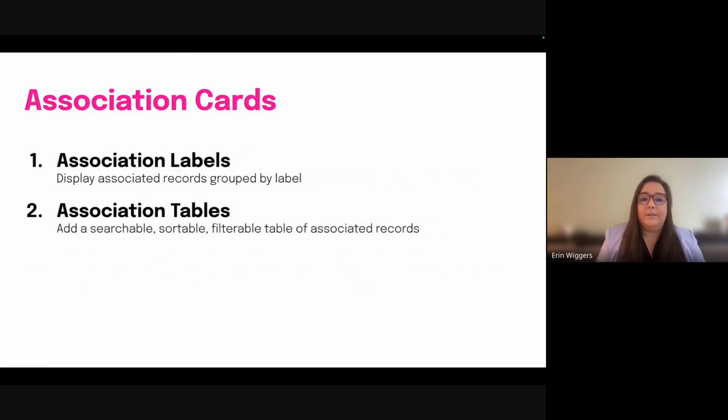And then association cards, some of my favorites, because I love being able to connect the data in different ways. So having different association labels that you can drill down into on a per card basis. And then association tables that are searchable, sortable, and filterable is super, super helpful, especially if it's something that has a lot of different associated objects. That just gives you a way to see everything all in one place and be able to interact with it enough that it's easy to navigate.